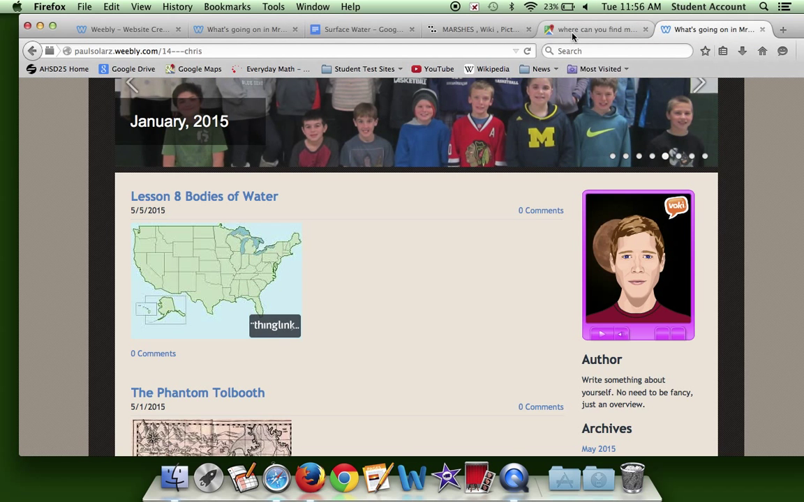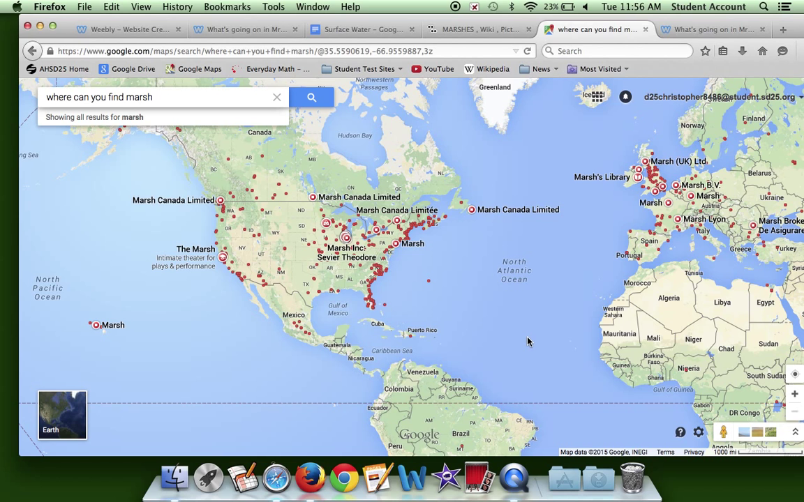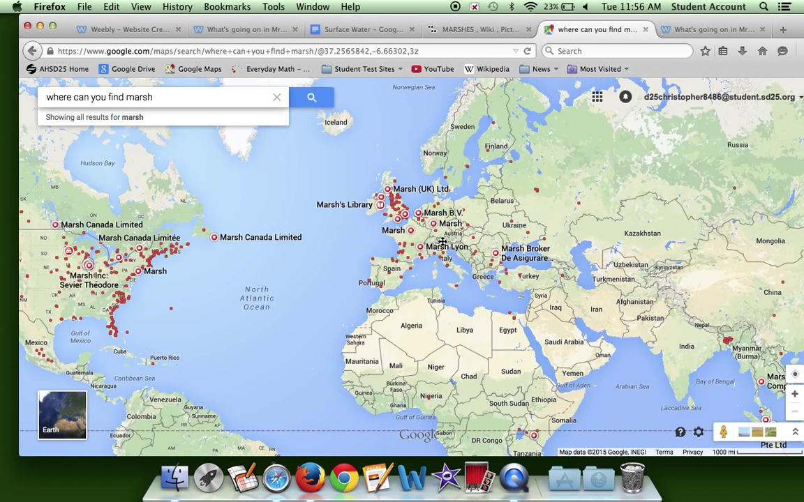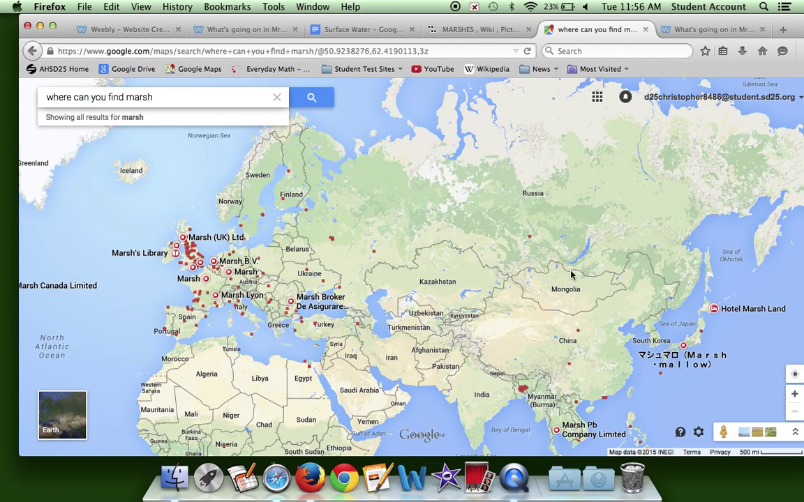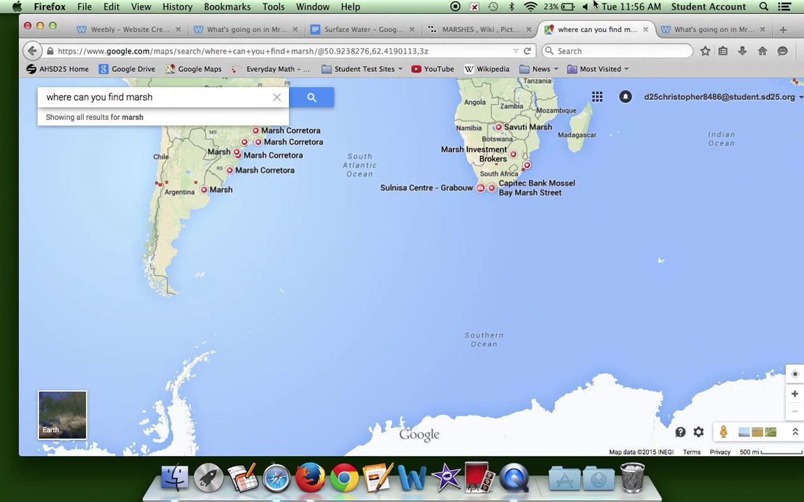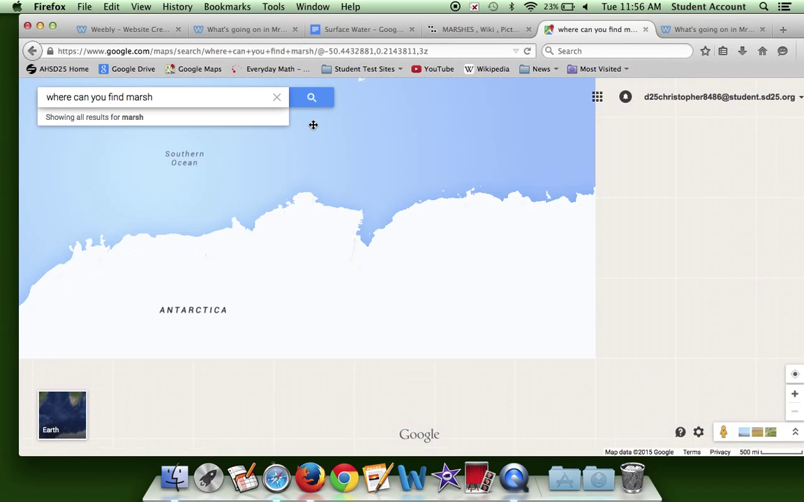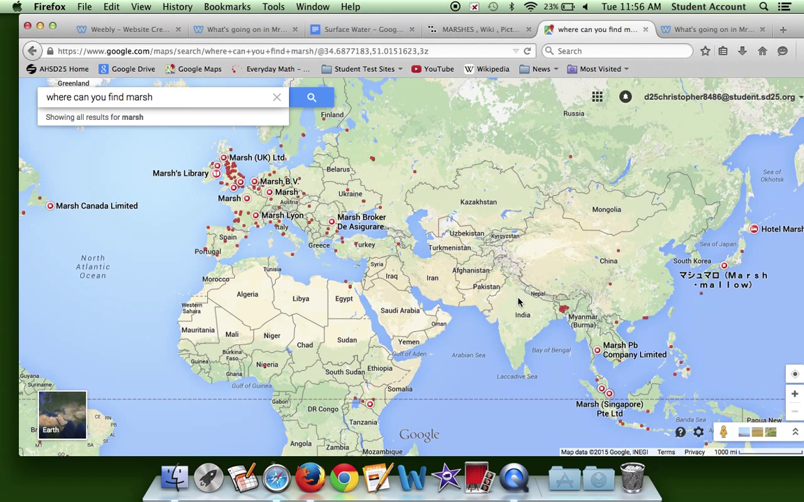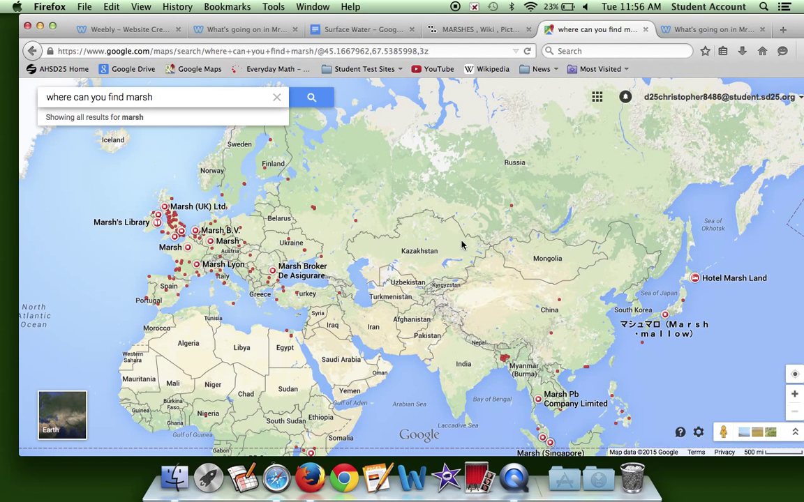First, I'm going to show you the world and show you where marshes can be found. As you can see, they're pretty much everywhere. It seems like in some of the colder places, it's a lot less likely. In Antarctica, of course, but all the continents, well, not all of them, 6 out of 7. But over here, like I said, it's not as common. So let's get into this right now.